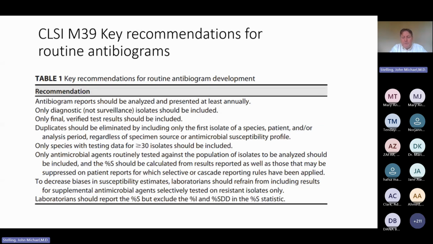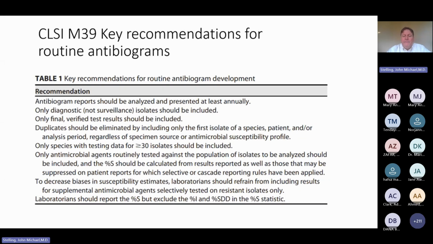There are two problems: that person is going to contribute more to the statistics. More important, that person often will have more resistance. If a patient is hospitalized for 2 or 3 months, if a patient has 3 or 4 episodes, then their early episodes might be relatively susceptible, but their later episodes with that same organism might be relatively resistant. So for the specific goal of annual antibiograms, the recommendation is that duplicates should be eliminated by including only the first isolate of a species per patient in the analysis period, ignoring the specimen source and the susceptibility.